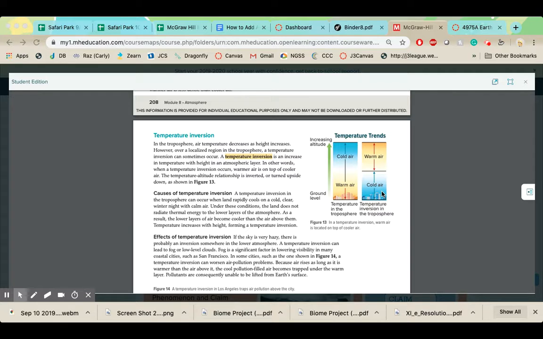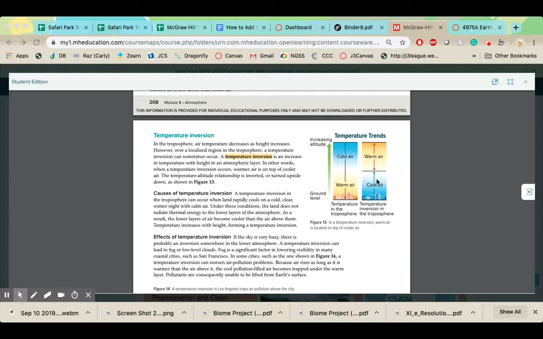And usually this starts to happen at night. What happens is the ground cools off really quickly, and then there's this blanket of warm air that's a lot less dense. Now, this cold air doesn't rise. It's got an upward arrow, but try to ignore that. I think it's just trying to indicate that they're touching right there, the warm and the cool air.